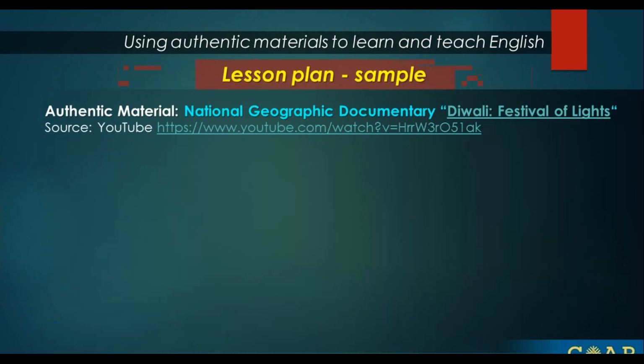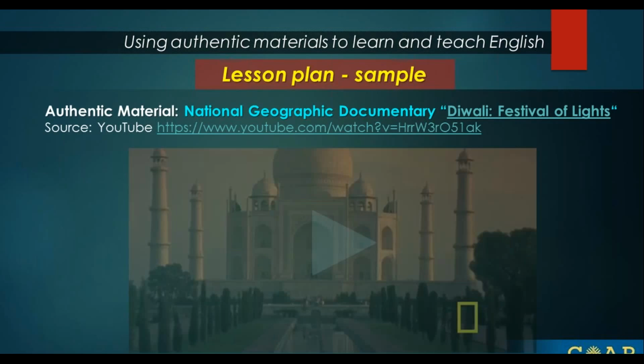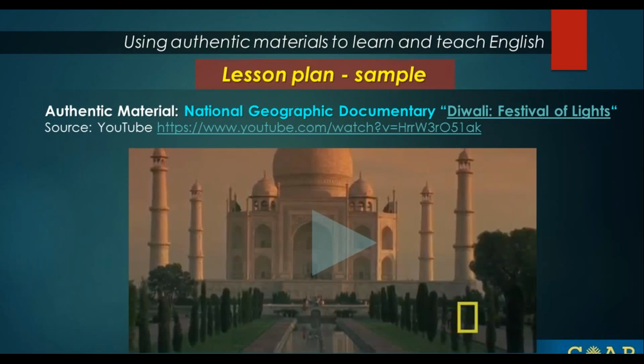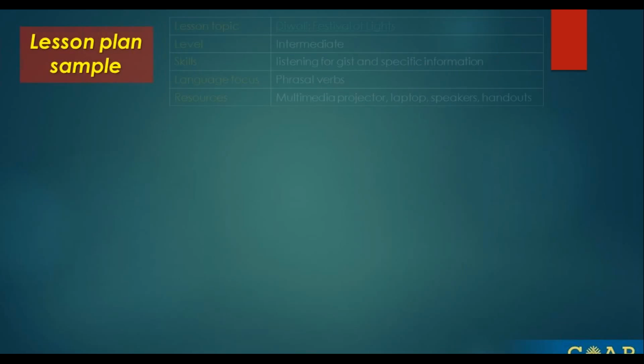Now, let's see an example. Lesson plan sample, authentic materials. We're going to use the National Geographic documentary entitled "The Valley, Festival of Lights." This is the source. And of course, we're not going to play the video now, but we're going to look at the lesson plan. The topic is the Valley Festival of Lights. And here's the lesson plan.